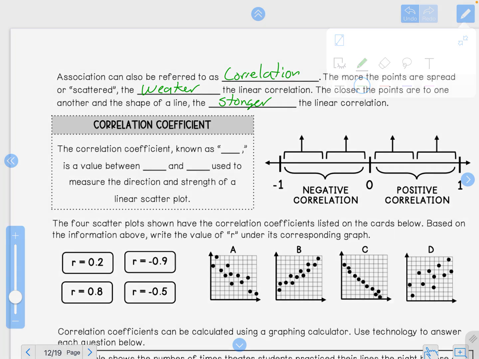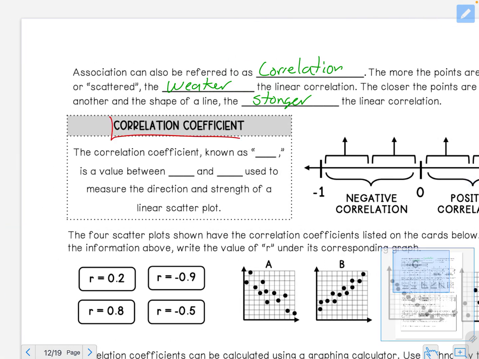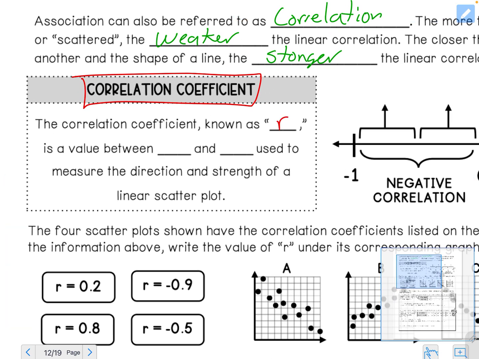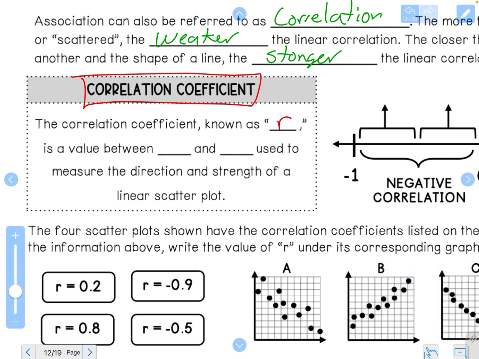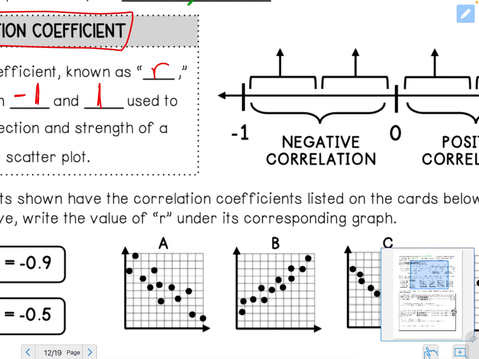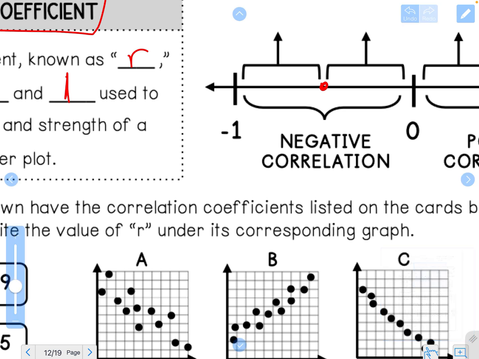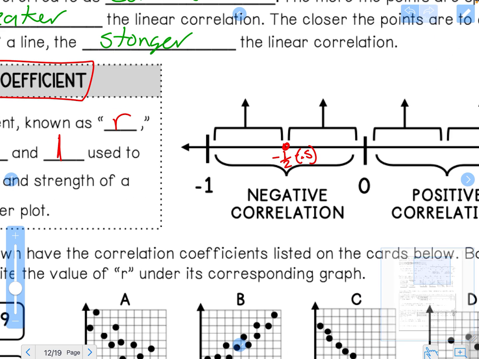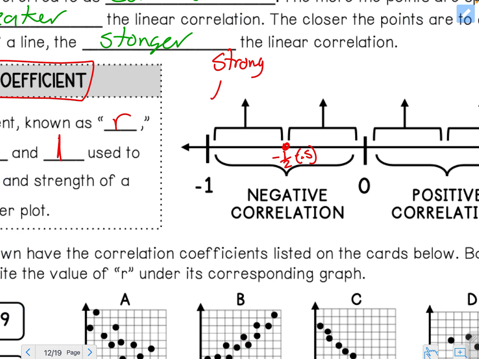We can actually calculate the correlation coefficient using technology. Our correlation coefficient is known as the letter R, and our value is going to be between -1 and 1. So we're going to imagine that this point right here is -1/2 or -0.5. And so if it's between -0.5 and -1, it's going to be strong negative.